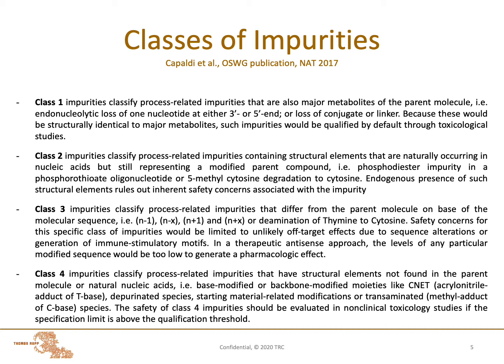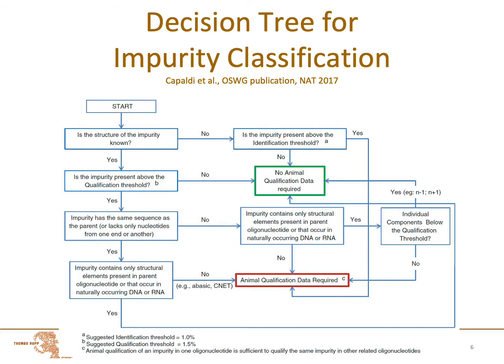On this slide, I'm just explaining what I just explained in writing, so I just skip that slide. Here you see the decision tree for the impurity classification as suggested by Capaldi et al. By the Oligonucleotide Safety Working Group. I'm not going through this for the sake of time. This is just for your reference, and it's copied directly out of the publication.